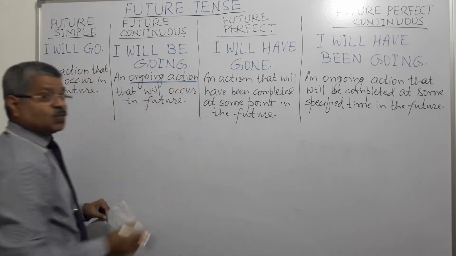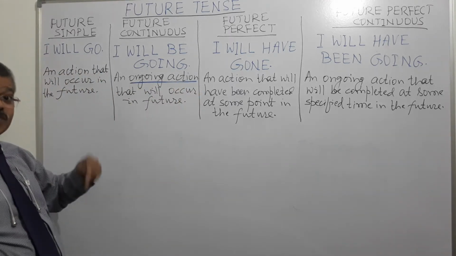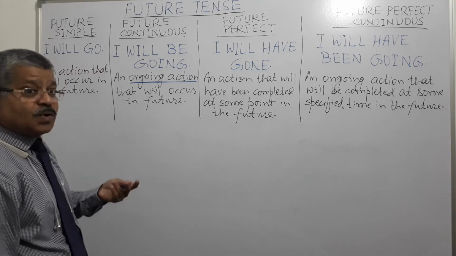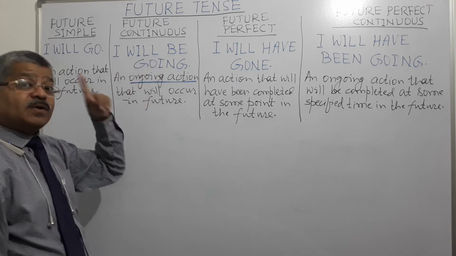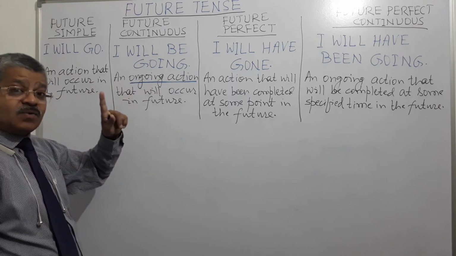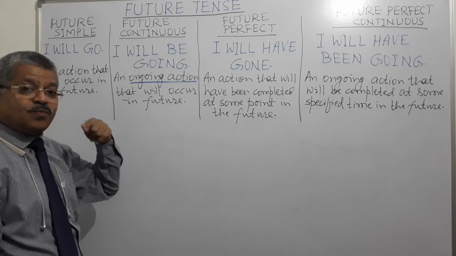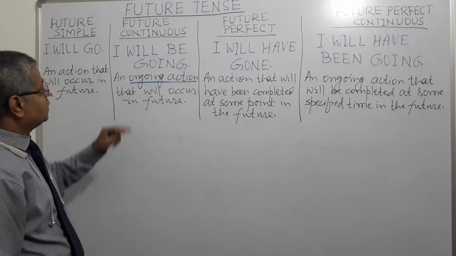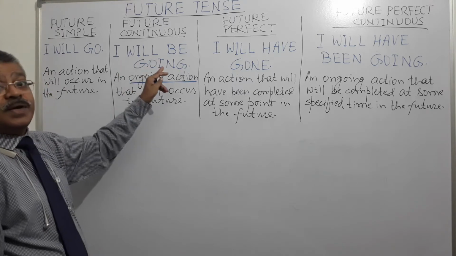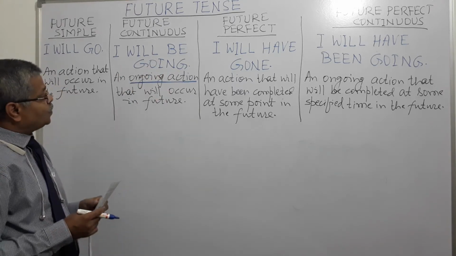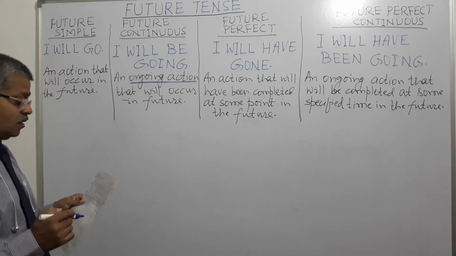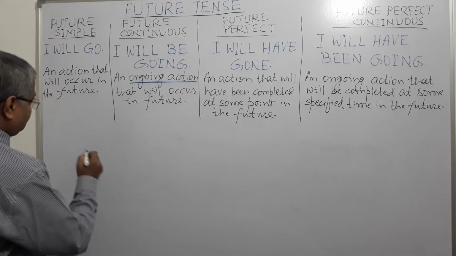Here, it is an ongoing action, not just an action that will occur. So, what is the ongoing action? The action is of going. And the ongoing action is reflected in will be going. At that particular point of time of which we are talking about, the action will be ongoing. And what is that? Will be going. Right? So, how do we frame it?